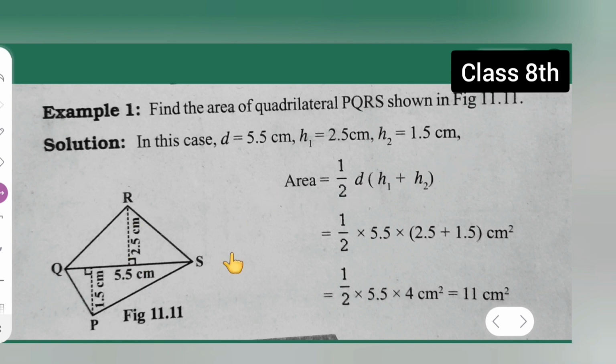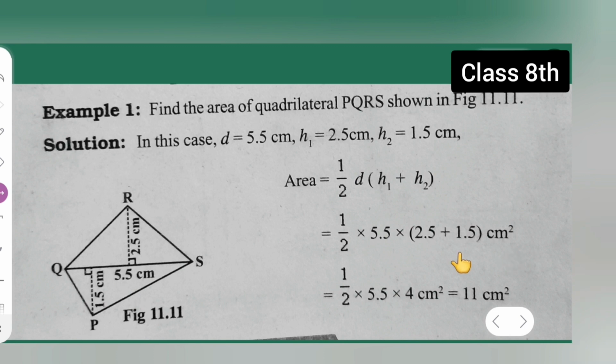So area of this is what? Half into D into H1 plus H2. Now what is D? 5.5 is given over here. You all can see this 5.5. This is a diagonal, right? And it denotes the D. So D denotes the diagonal, that is QS. So it is 5.5 centimeter, which you all can see. And then height 1 is what? 2.5, and height 2 is 1.5.